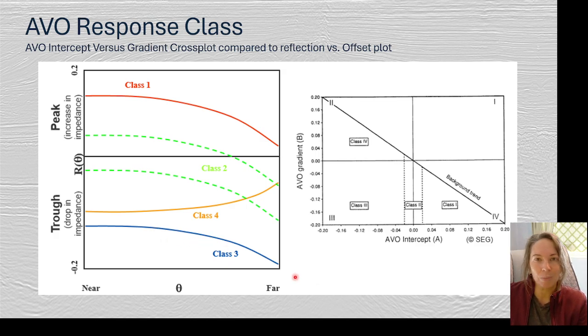And so those are a lot of the bright spots that we may be familiar with, like looking in the shallow portions of the Gulf of Mexico. There's also a class 4, which starts off as a trough and then turns into a weaker trough. And then we have class 2. Class 2 is fun because they often start off very weak or around 0, so they don't have a lot of reflectivity at the near angles, and then they become more negative as the angle increases.